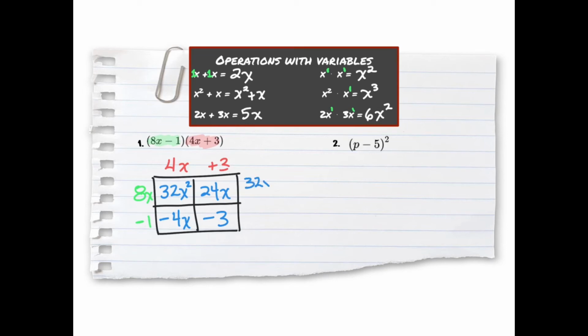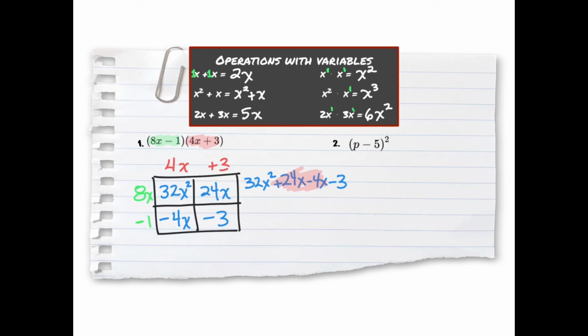32x to the second power plus 24x, because the 24 was positive. Next, we have negative 4x, so we're going to write it right here, negative 4x. And then at last, we have our negative 3 right here, negative 3. Okay, so now, the only thing that we have to do is look for like terms. In this case, I can notice right away those two are like, okay? So we're going to be able to combine them.